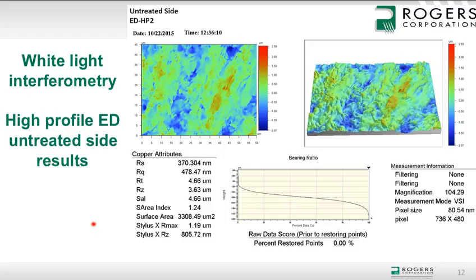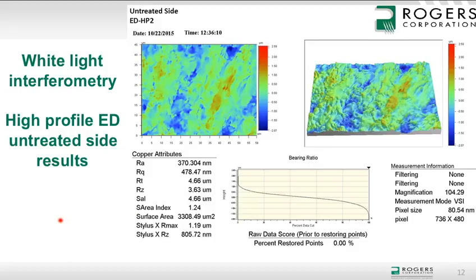In the following slide, we're looking at the other side of the same ED foil. This is the side that was against the drum. You'll see that the RQ is considerably smaller. The RMS roughness is less than a fifth of the value, and similarly there is a very low RZ. The surface area index is very close to 1, meaning that it's actually behaving as if it's perfectly smooth.